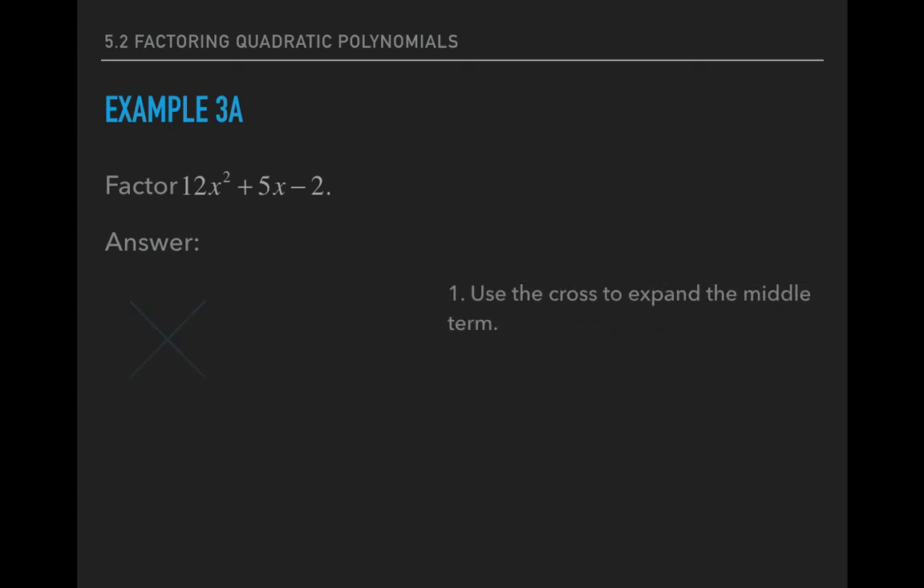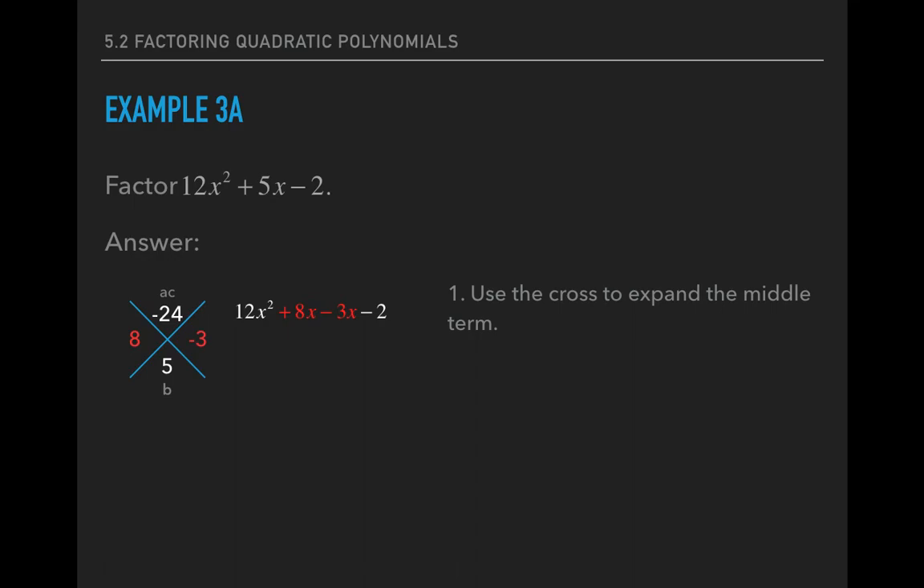But we start off the same, and we use the cross to try to expand. We put our b value in the bottom and our ac value in the top. But a times c in this case, the product is actually -24 because our a is 12 and our c is -2. Okay, so what multiplies to give me that but adds to give me 5? That's going to be 8 and -3. Now, we are going to place those values in place of the 5x.